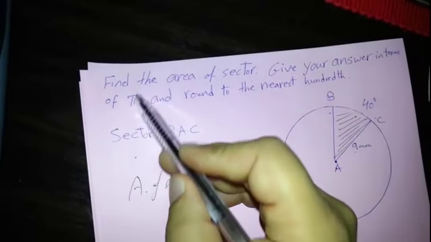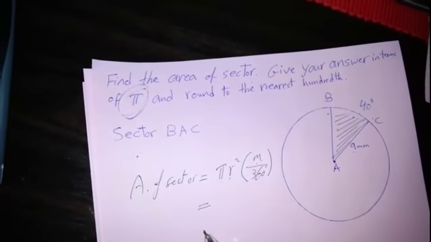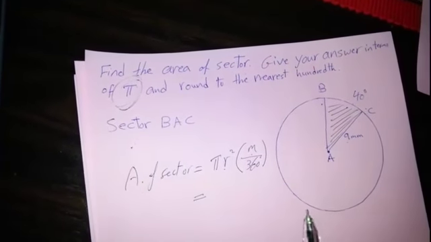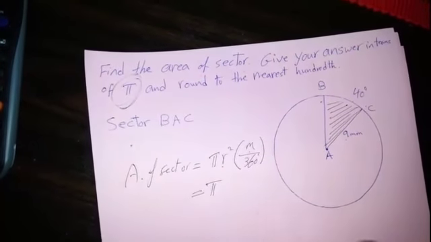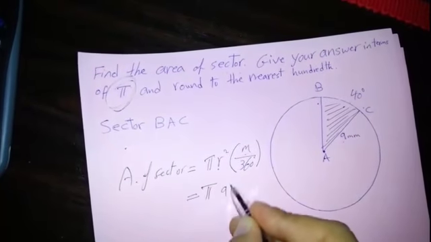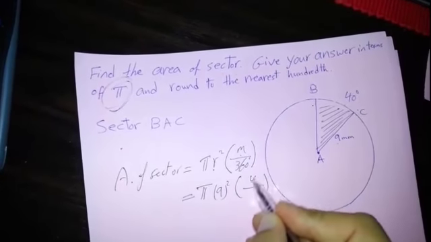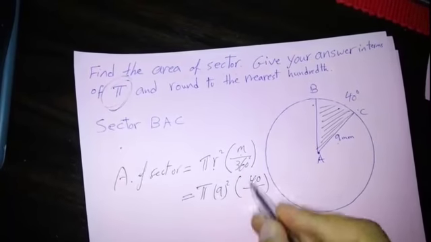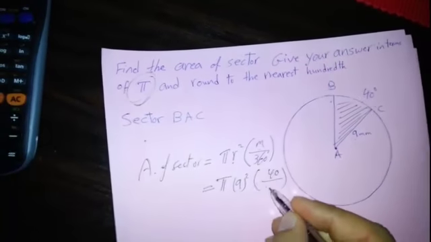In terms of pi means I will not replace pi by 3.14 or whatever. I will just keep it the same. So now I replace pi by pi, replace r by 9 to the power 2, and m, the measure of the arc, which is 40, over 360.